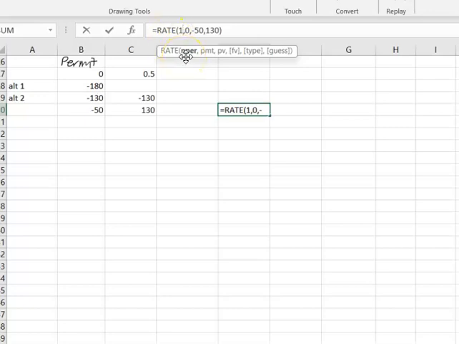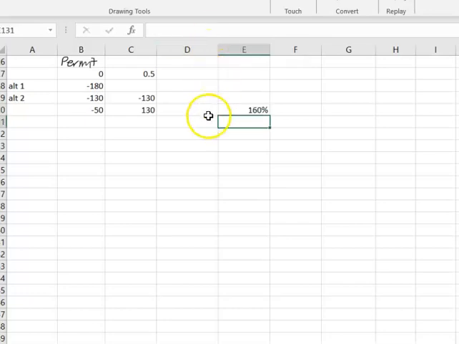1 period, no payment. On $50, you receive $130, and the result is amazing: 160% just for 6 months. Absolutely go for that. That's the magic of calculation. It gives you a reliable ground to dance on, to maneuver with your analysis.